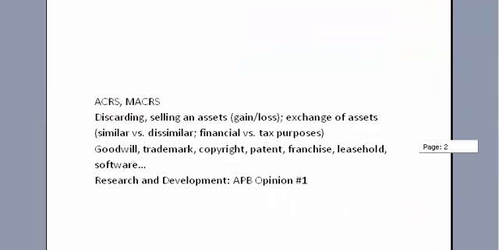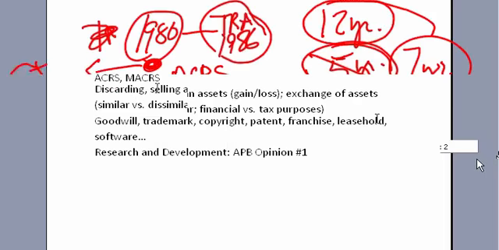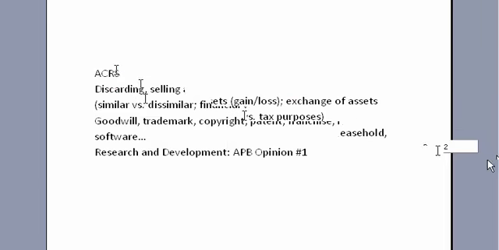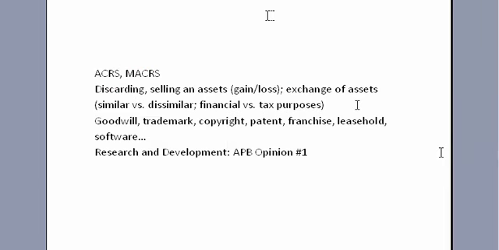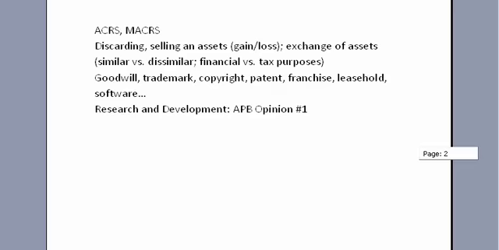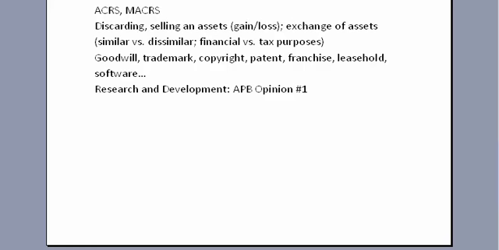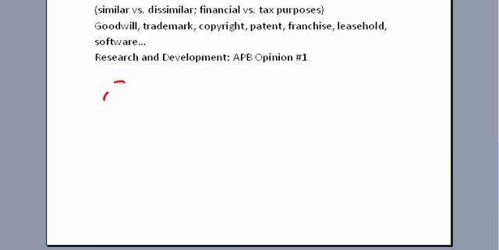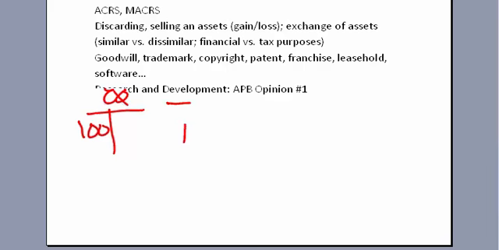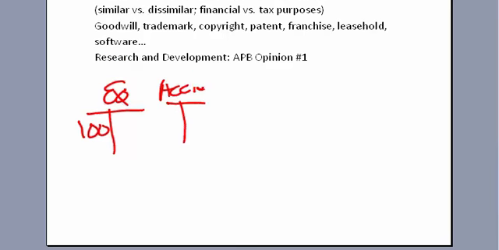All right. The next item then, what happens if we get rid of an asset? We sell it. Your book doesn't go into great detail, so I'm just going to give you a quick little example if my computer will behave here. Let's say that you have a piece of equipment, and again, let's use easy numbers. So we've got a $100 piece of equipment, and let's say the accumulated depreciation on that is 80. So right now the book value to us is 20.